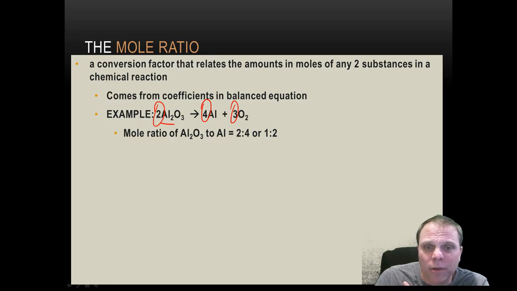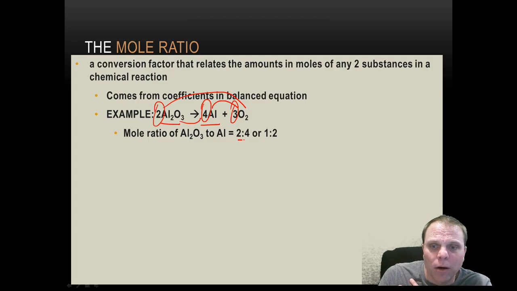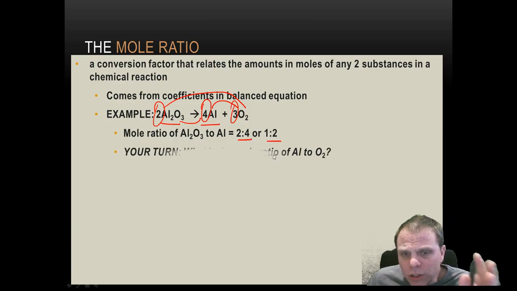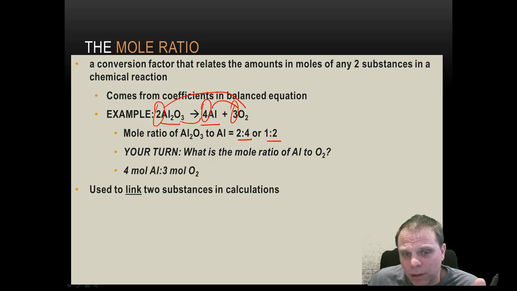I can use these coefficients to create a mole ratio. So I can talk about the relationship between these, or the relationships between these, or the relationships between these. Like I can talk about a lot of different relationships here, right? And so if I were to talk about the mole ratio of aluminum oxide to aluminum, I would use 2 to 4, all right? Or I could reduce that down and say it's a 1 to 2 relationship. So you can go ahead and create mole ratios for all sorts of different combinations within a balanced chemical equation.